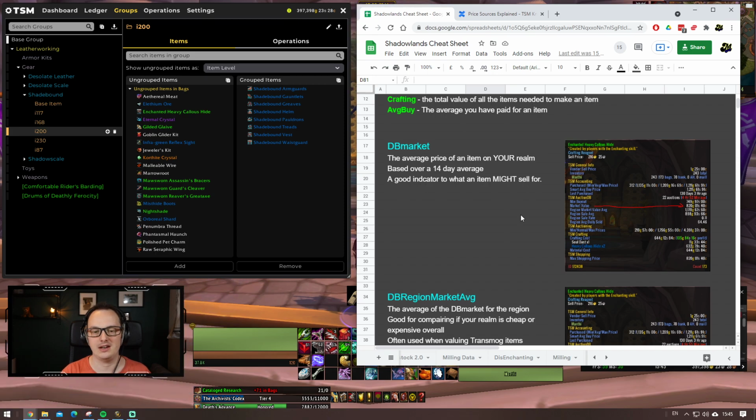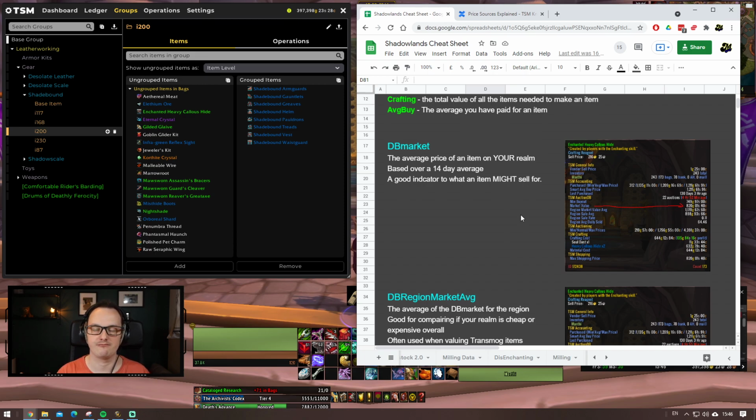So it's a good indication of what an item might sell for. And I put strong emphasis on the word might, because just because it was listed at that price on the auction house, one, doesn't mean it sold, two, doesn't mean that it would sell at that price. It's just an indication. So sometimes you might have to list your items at a cheaper price than the DB market to make them sell.